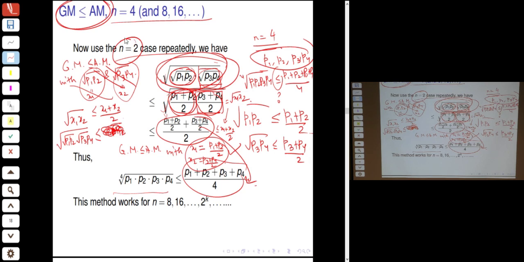Okay. So, from n equal to 2, we have gone to n equal to 4. Any questions? Okay. So, with this method, from n equal to 2 you go to n equal to 4, and you can use the same trick over and over again to go from n equal to 4 to n equal to 8, from n equal to 8 to n equal to 16, and so on.